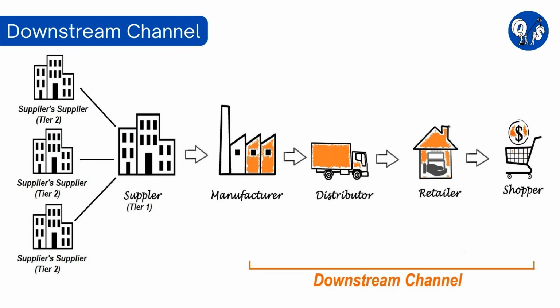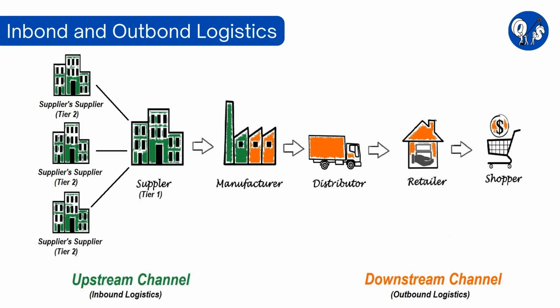Downstream supply chain operations are those in which materials, mostly in the form of finished products, flow away from the manufacturer to the customers through different intermediaries like distributors or wholesalers, etc. Taking the middle manufacturer as the midpoint in this diagram, the left part is called the upstream and the right part is called downstream.